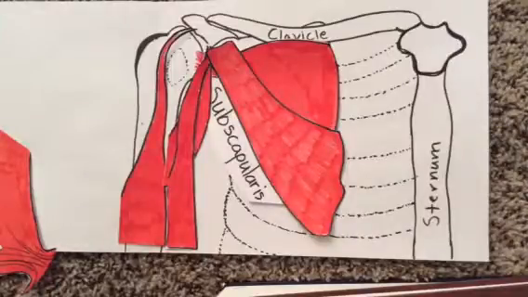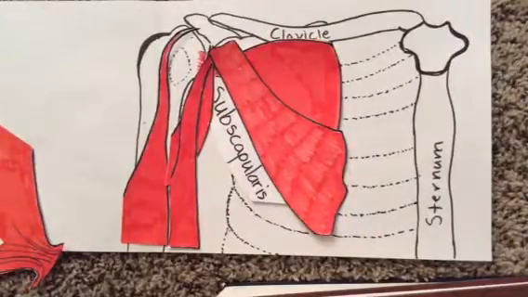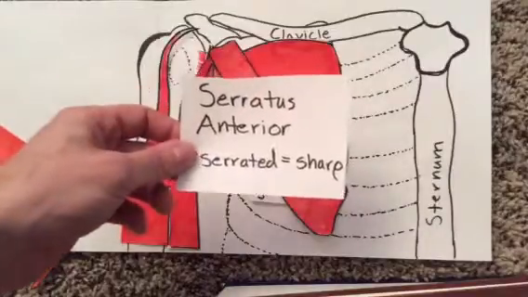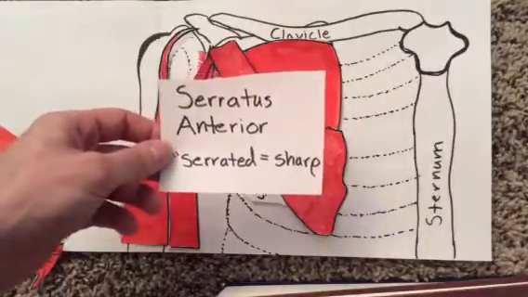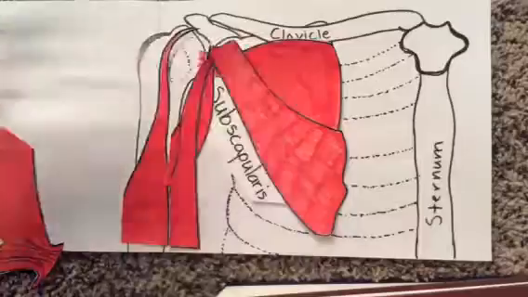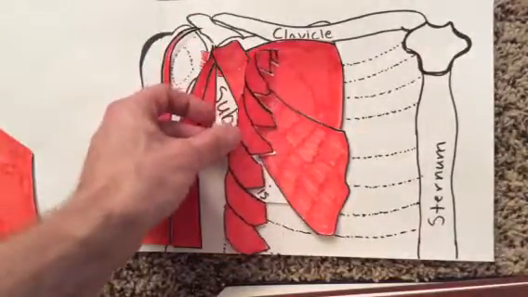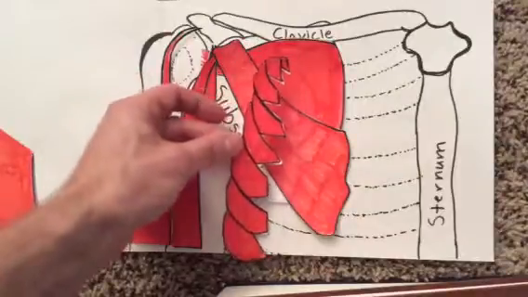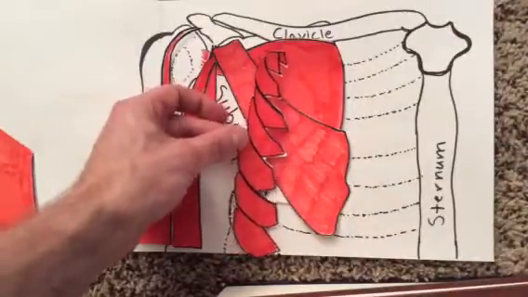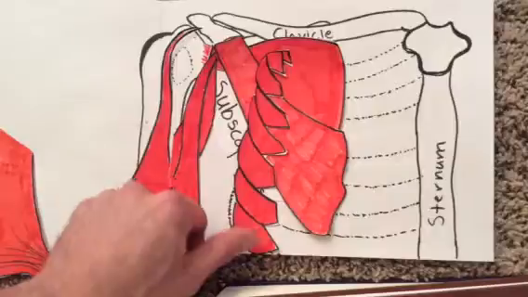Next, this is called the serratus anterior. Now, if you know the word serrated, it's kind of like a knife. It's sharp, and that's exactly what the serratus anterior looks like. Now, this is really a posterior muscle, and this is actually going to be deeper to these, so I shouldn't really put it on top, but I'm just going to.